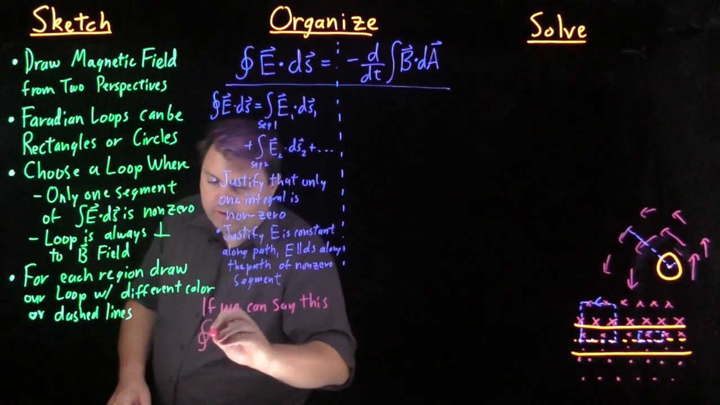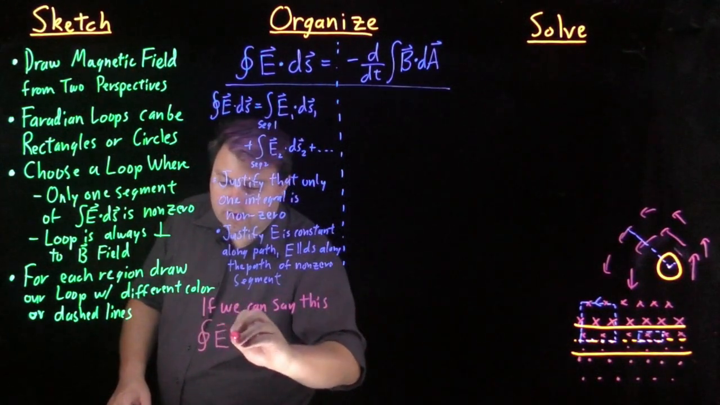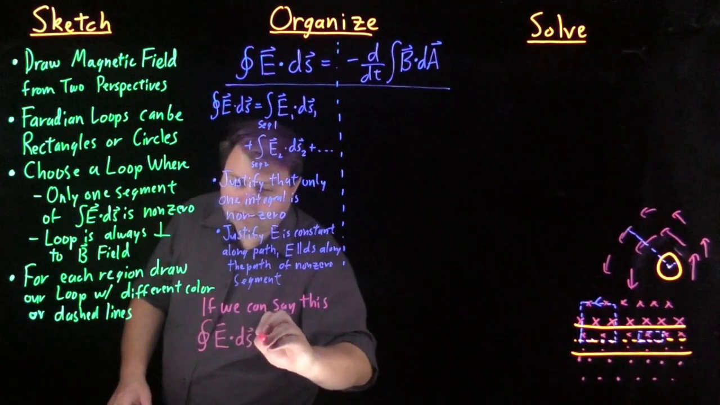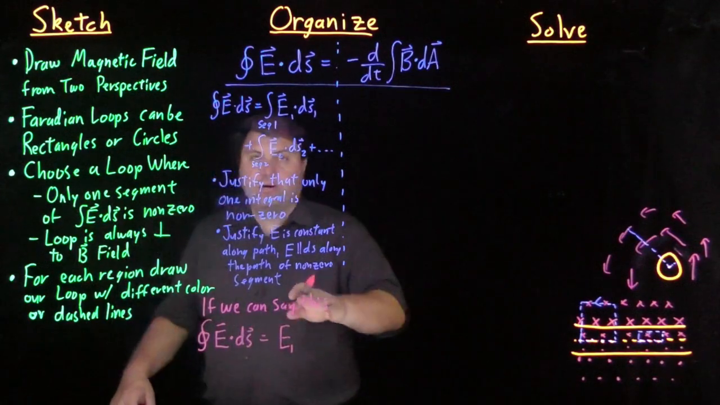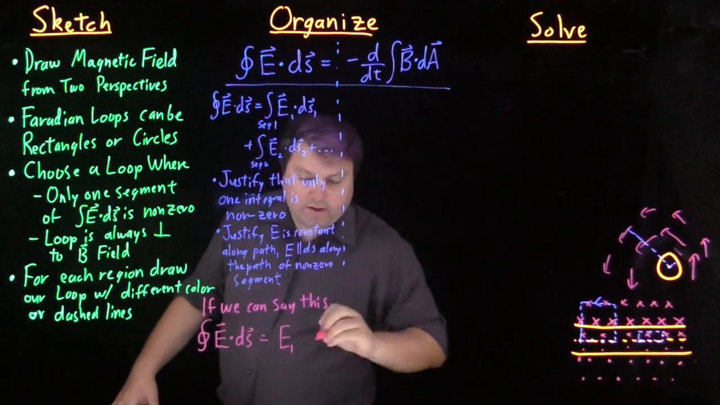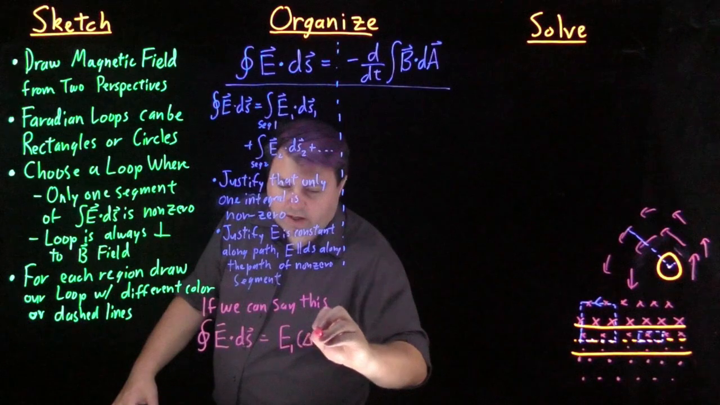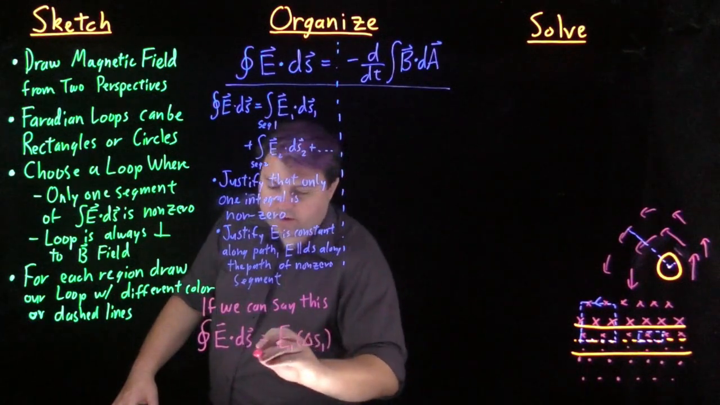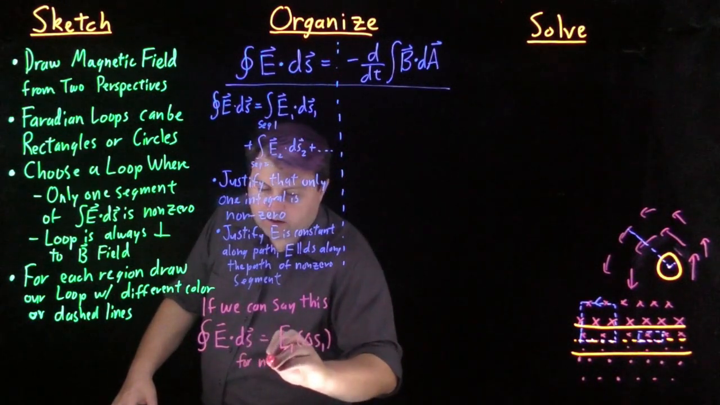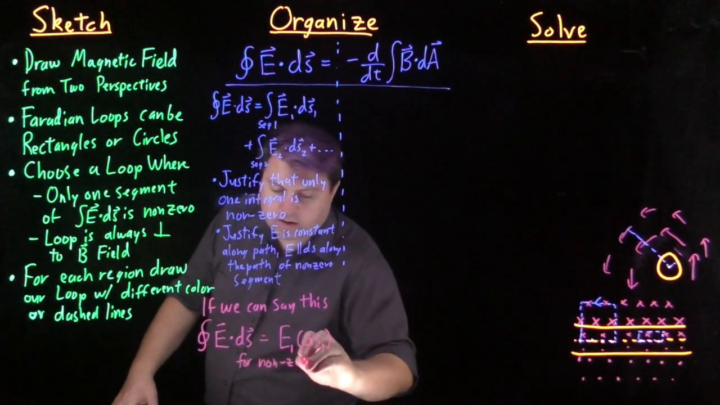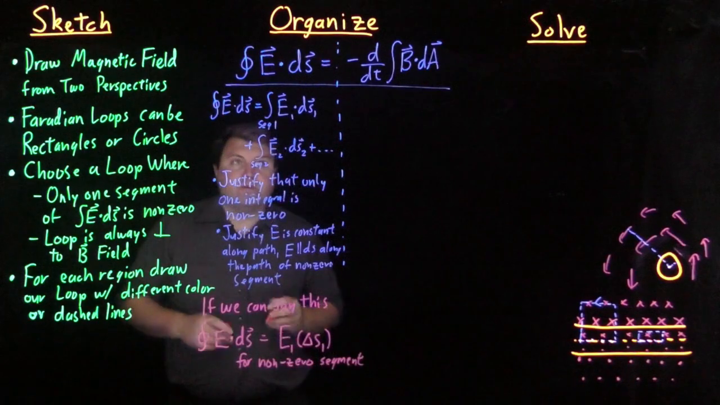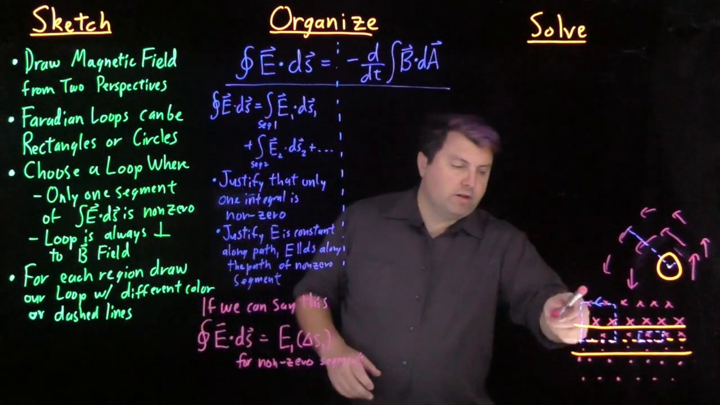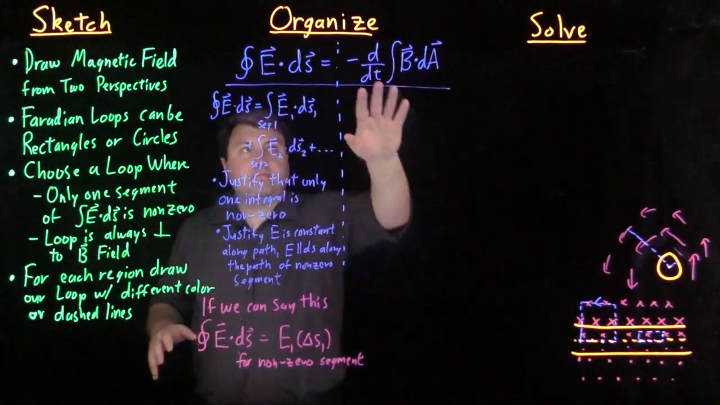then our closed integral of E dot ds is equal to just the electric field over our one non-zero segment times delta S over this one non-zero segment, which we have to then do, right, 2 different times.